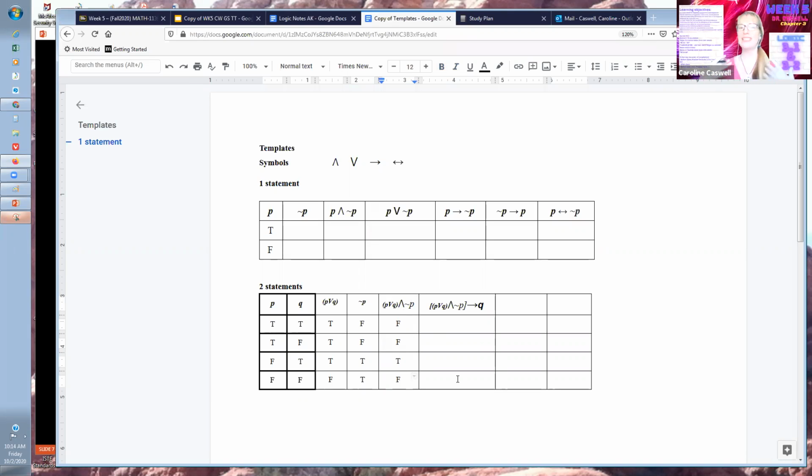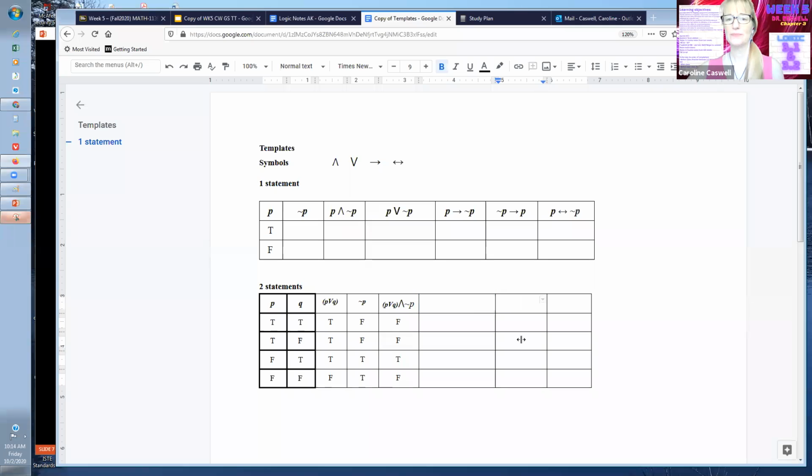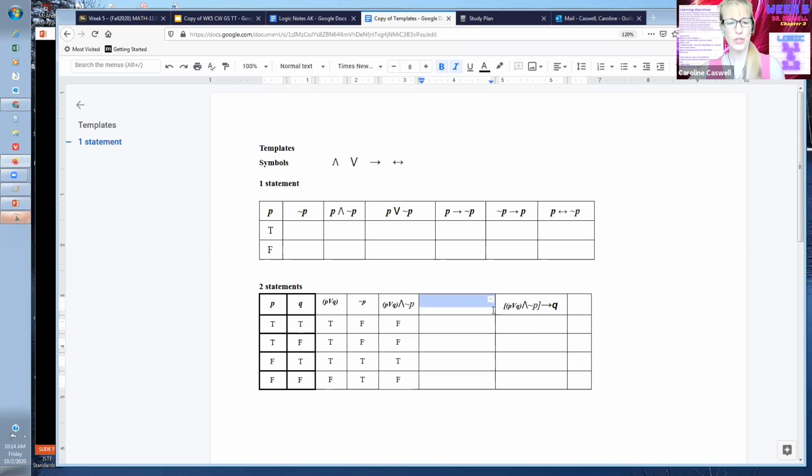Perfect. Now our last statement, and you know what I might do on this one? I think I'm going to move this one here, because I'm going to rewrite Q right here.